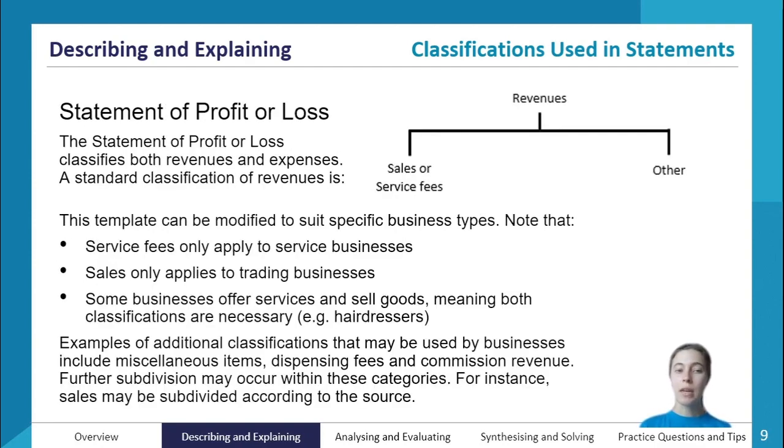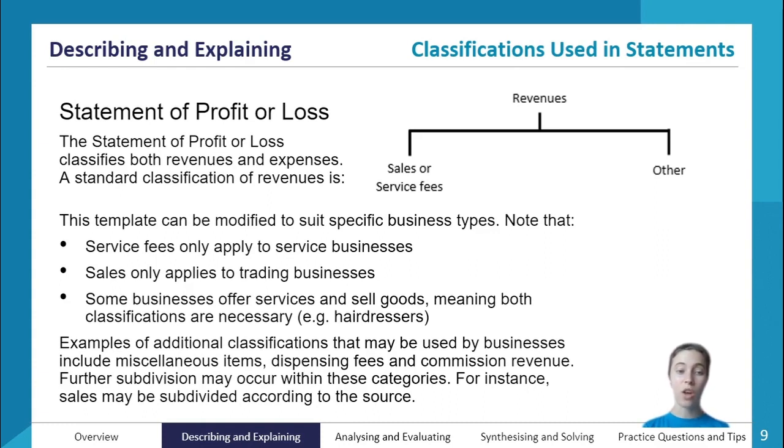So let's zoom in now on the statement of profit or loss. This statement classifies both revenues and expenses. And you can see a standard classification here on the screen. So underneath revenues, you've got sales or service fees, and you've got other as well. This template can be modified to suit specific business types.